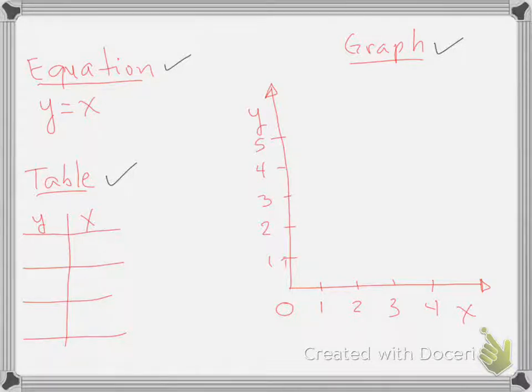What I'm saying here is that I want to create my table. I'm going to use y first and then x. I'm going to assign some values to x, like 0, 1, 2, and then 3. What I'm saying right here is that if x is 0, then y is also 0, because y equals x, right? If x equals 1, then y is going to have the value of 1. The same for here and the same for here.